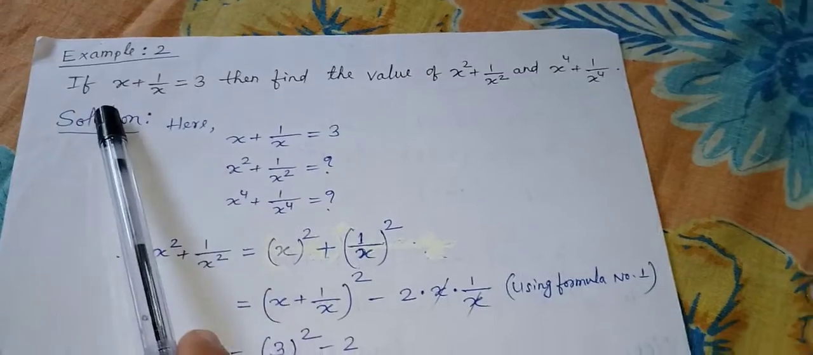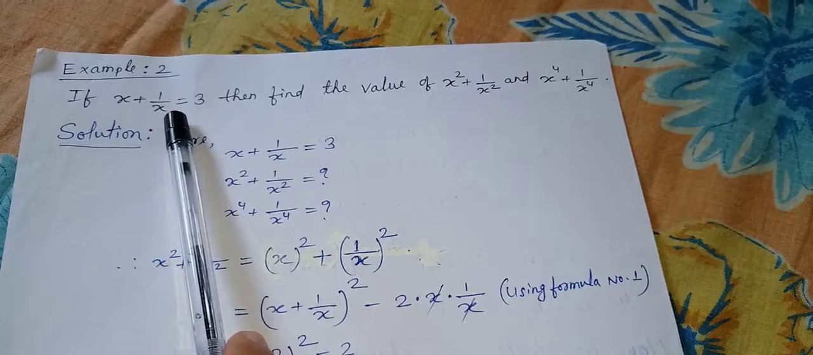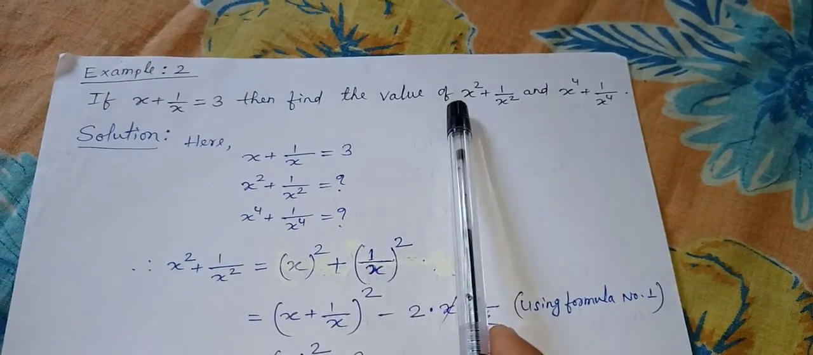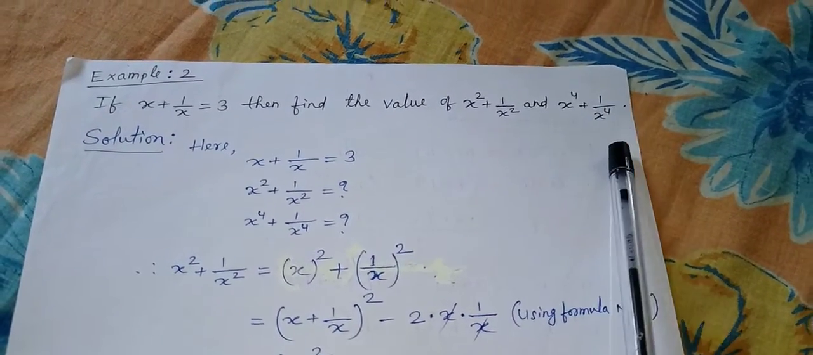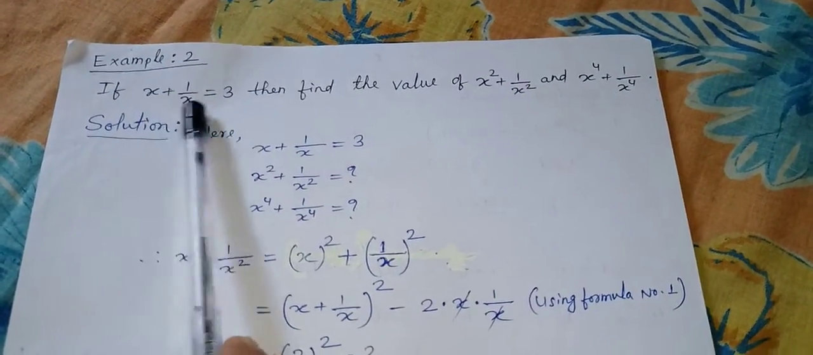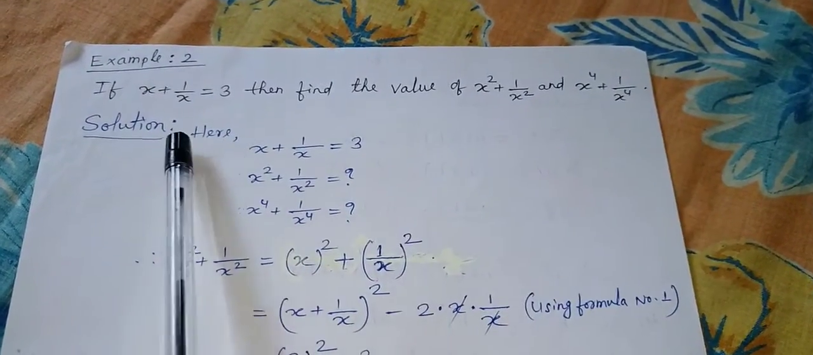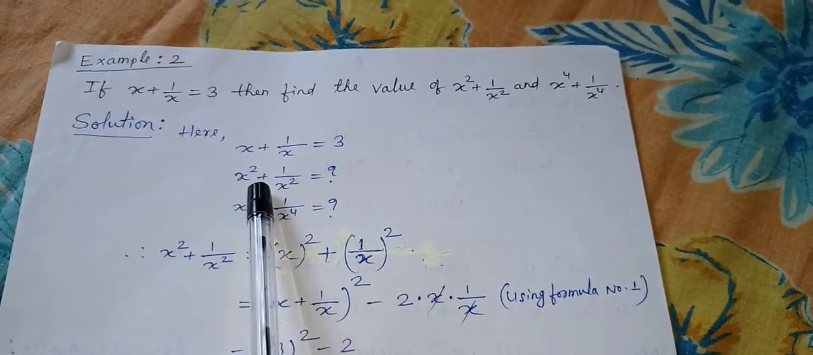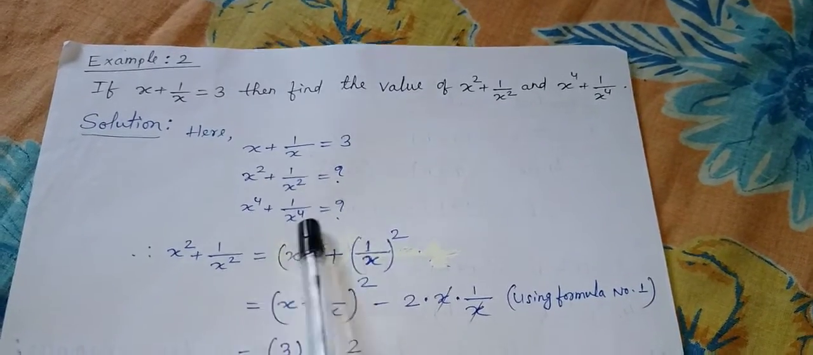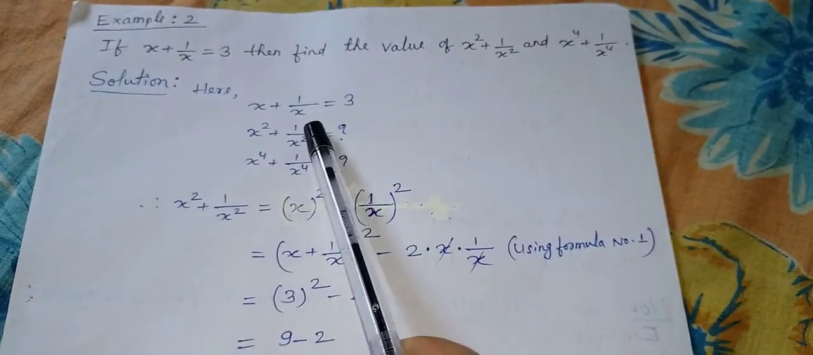I want to discuss one more question children here. If x plus 1 by x is 3, so value of x plus 1 by x is given, its value is 3. Find the value of x square plus 1 by x square and x power 4 plus 1 by x power 4. So one value has been given and you have to find two values, two questions. Given part, x plus 1 by x is 3 and you have to find x square plus 1 by x square, and x power 4 plus 1 by x power 4.